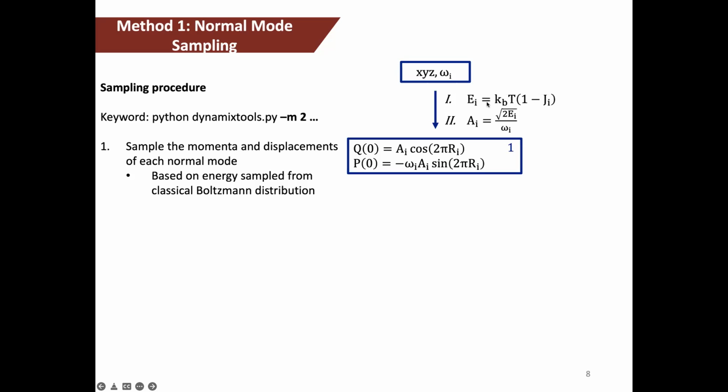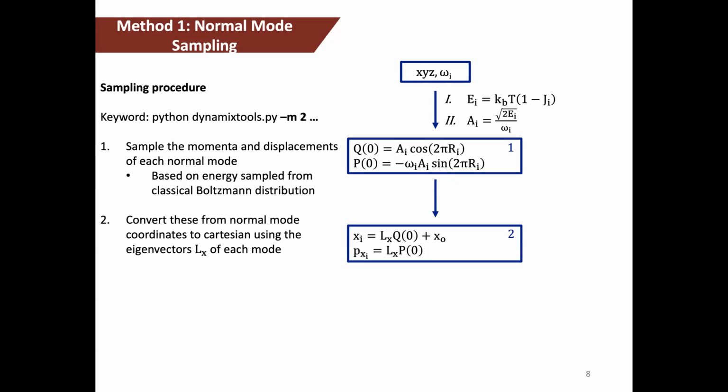And as I said, I generated the energies for this method based on the Boltzmann distribution of energies. And then that would give me my amplitudes, which I can then solve from that t equals 0 expression I showed you a couple slides ago. And then you need to convert these normal mode coordinates and momenta into Cartesian coordinates and momenta.